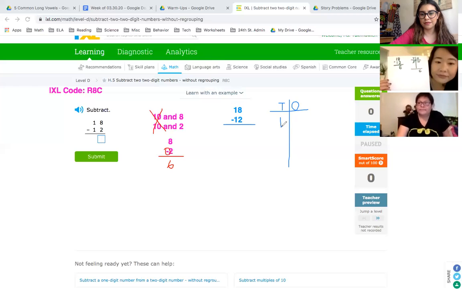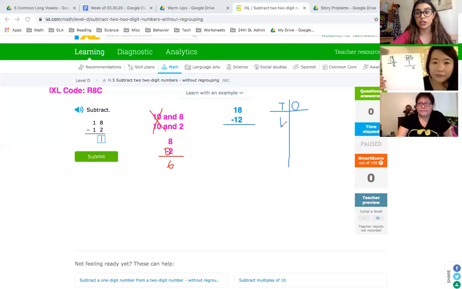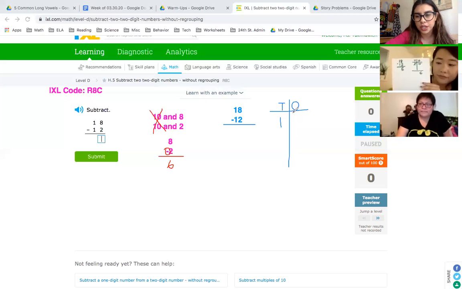Okay, can you say that one more time? Because I think it might be a new strategy. So I think it might be really hard for our friends at home to really hone in on that. How do you use the strategy? Of course. So the first thing we do, we always have to draw our first number in our tens and ones chart. So the first thing I drew was 18. So I drew 1 10 and then 8 ones.